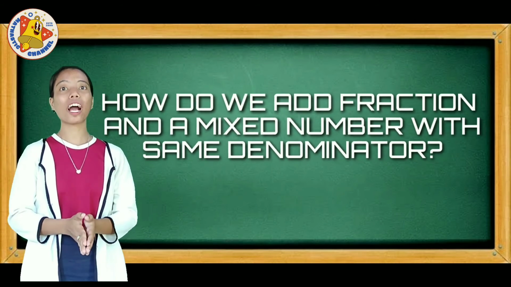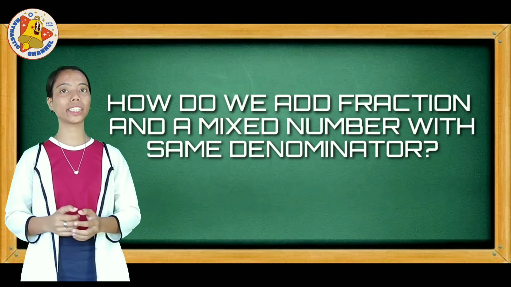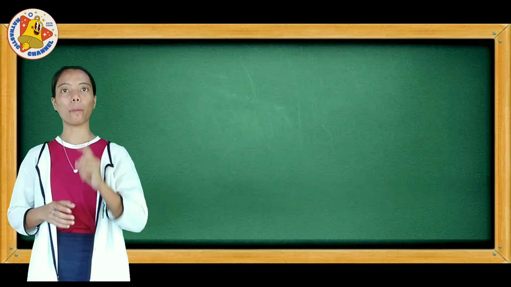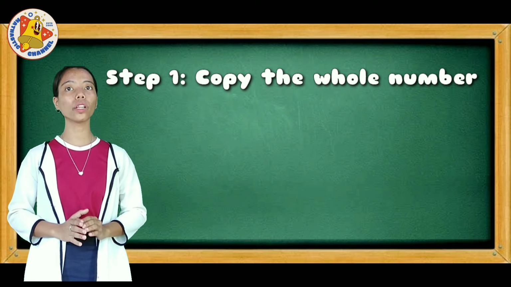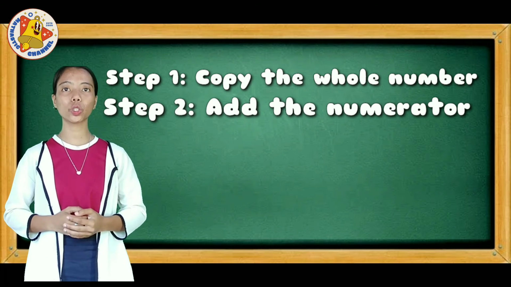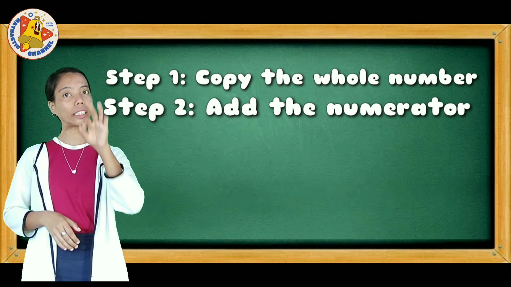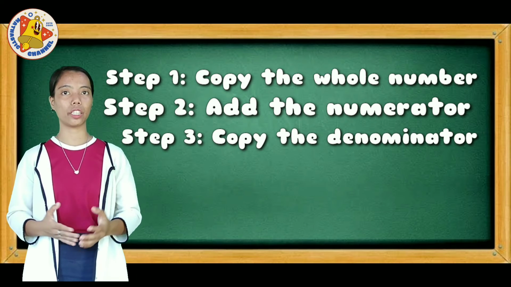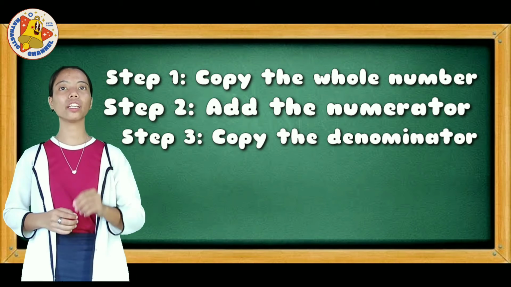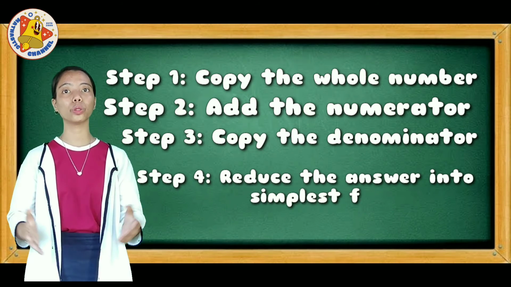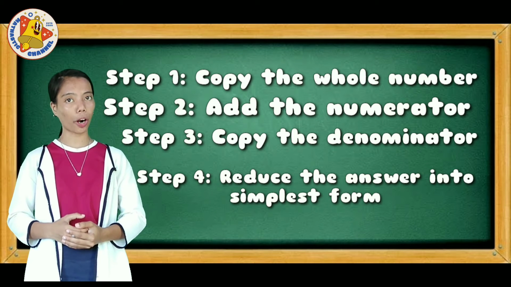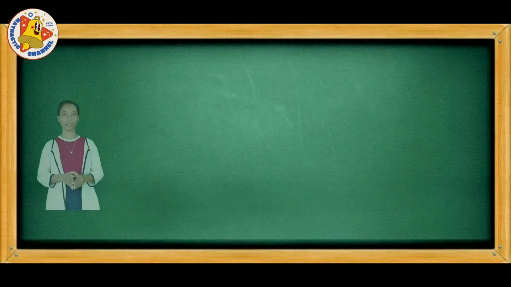How do we add a fraction and a mixed number with the same denominator? Step 1 is to copy the whole number. Step 2 is to add the numerators. Step 3 is to copy the denominator. And finally, step 4 is to reduce the answer into its simplest form if possible.